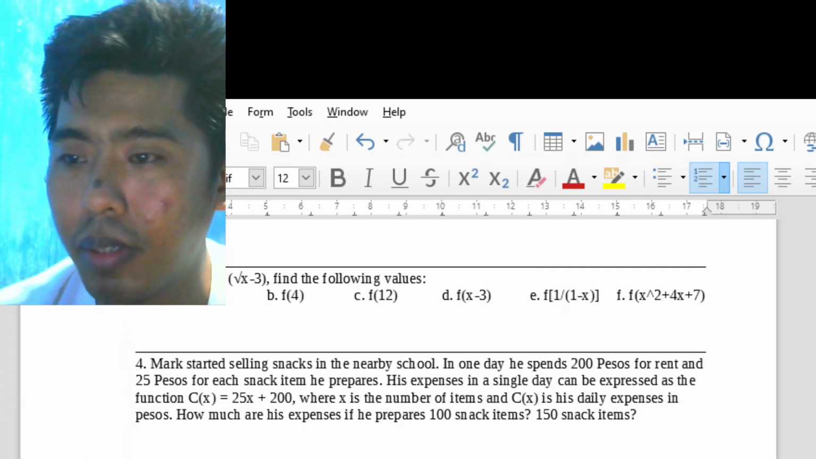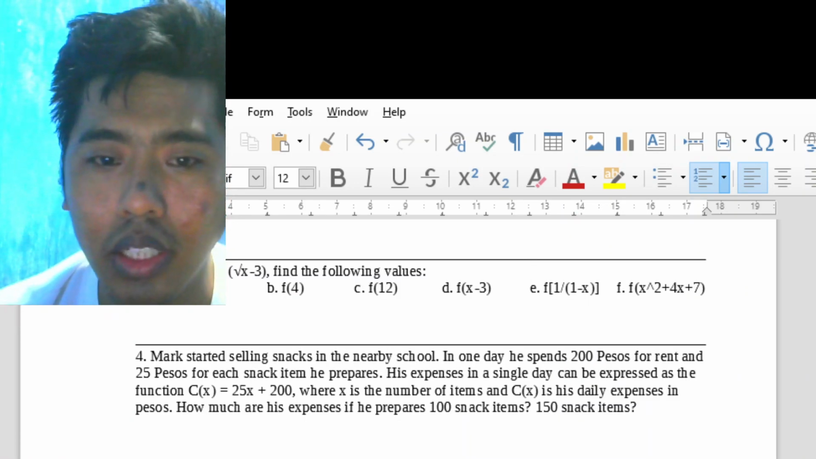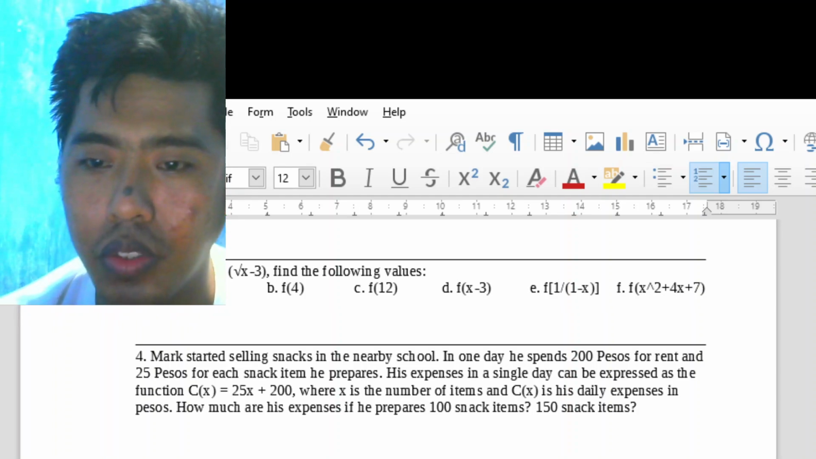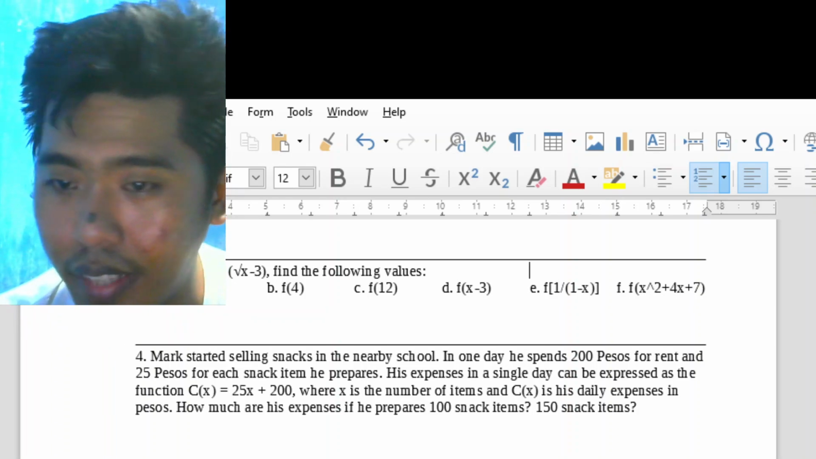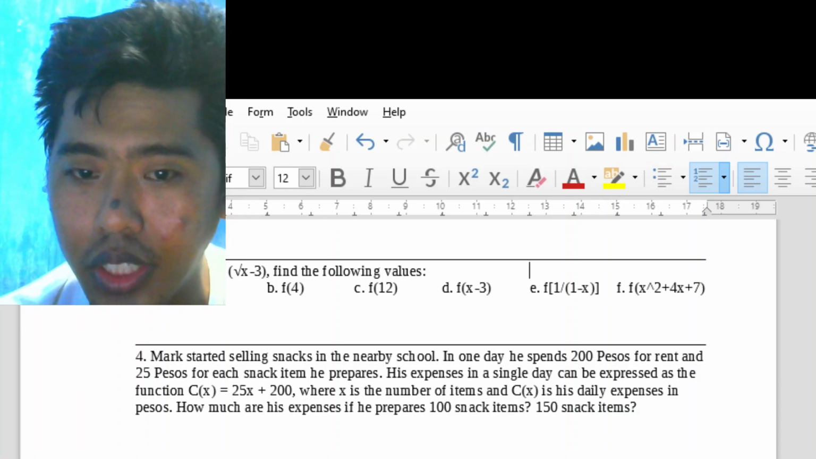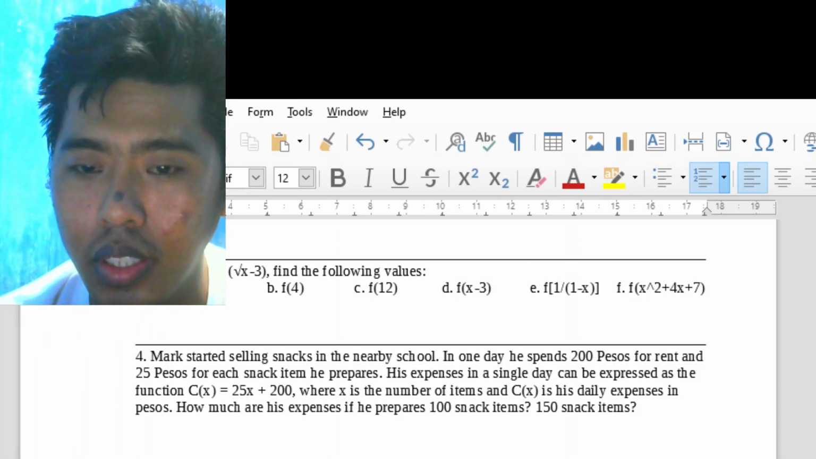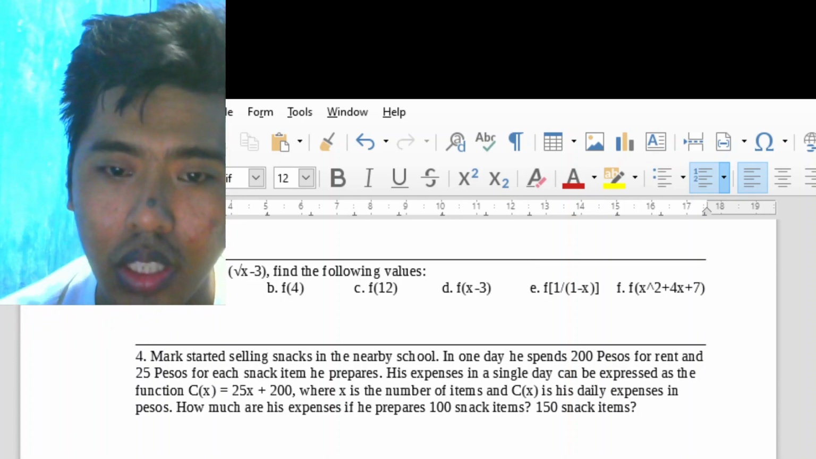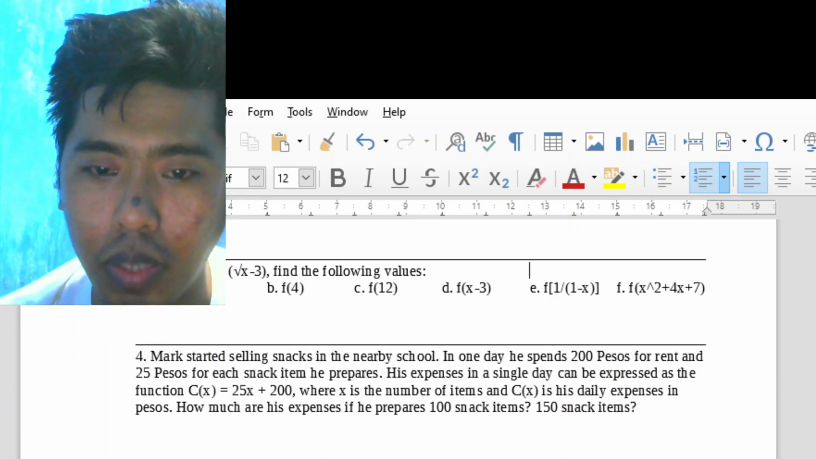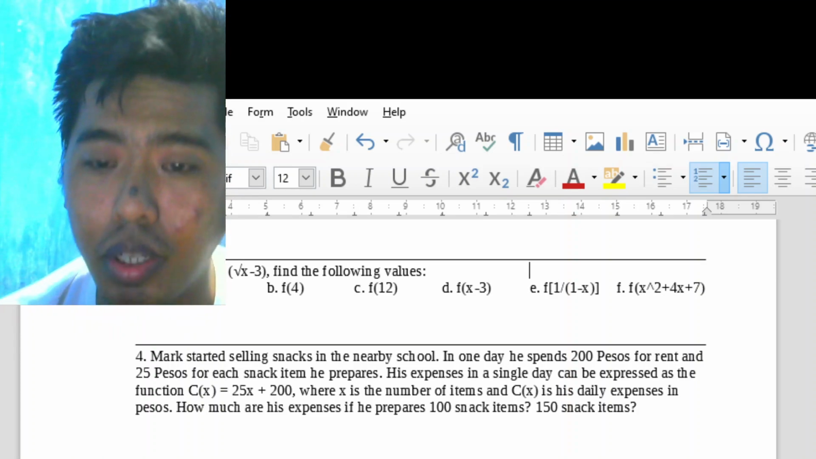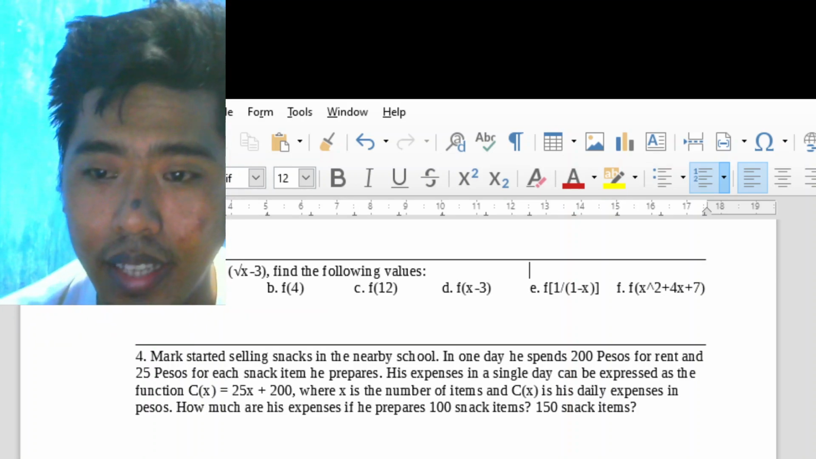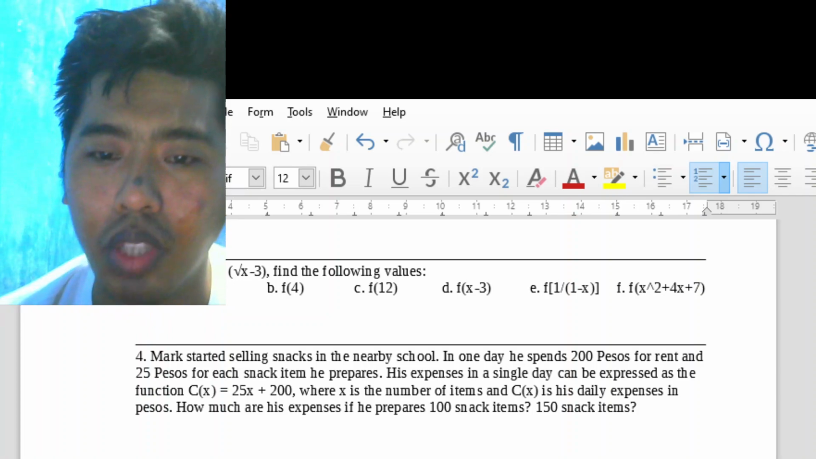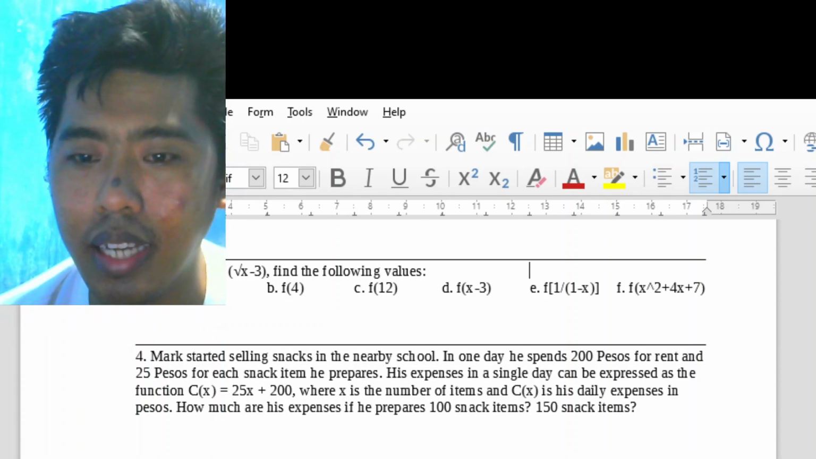Okay, so let's proceed to number 4. So Mark started selling snacks in the nearby school, and one day he spends 200 pesos for rent and 25 pesos for each snack item he prepares. His expenses in a single day can be expressed as the function c of x is equal to 25x plus 200, where x is the number of the items and c of x is his daily expenses in pesos. How much are his expenses if he prepares 100 snack items?